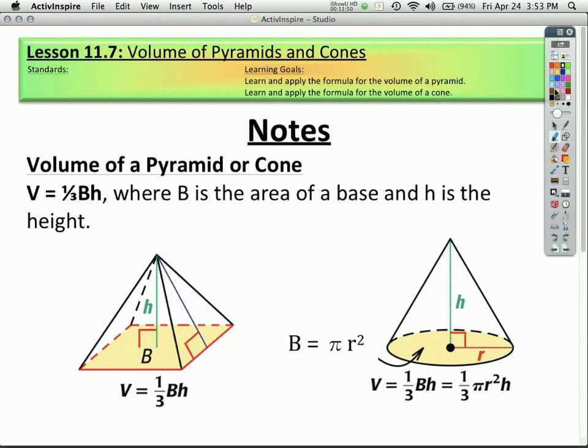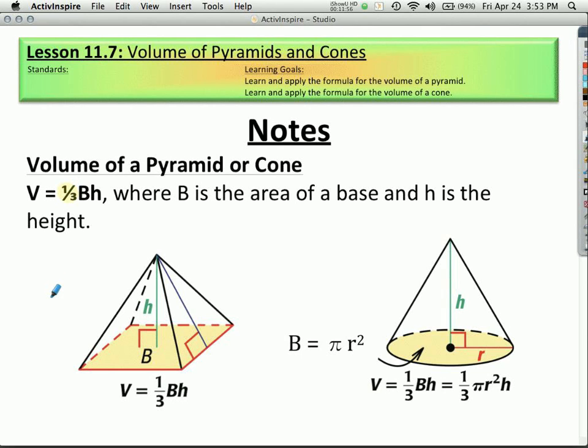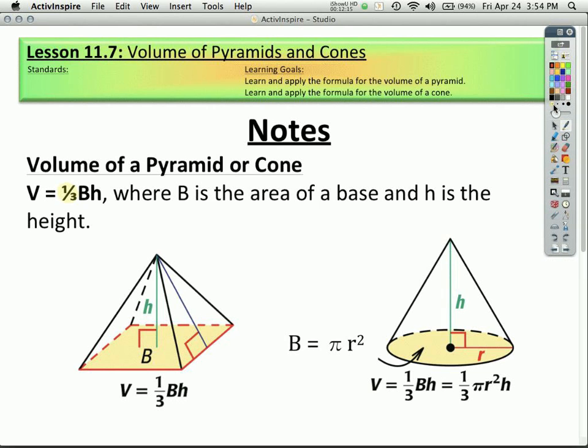You take big B times the height, so the area of the base times the height, but then we're going to divide that result by 3, because every pyramid, regardless of the shape of the base, and every cone is 1/3 of its corresponding prism or cylinder.